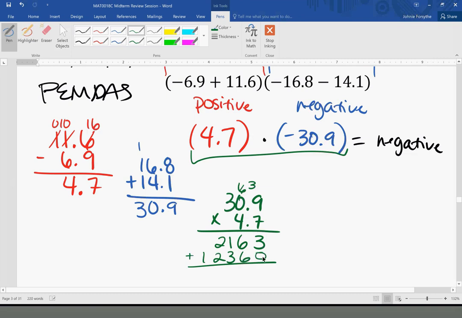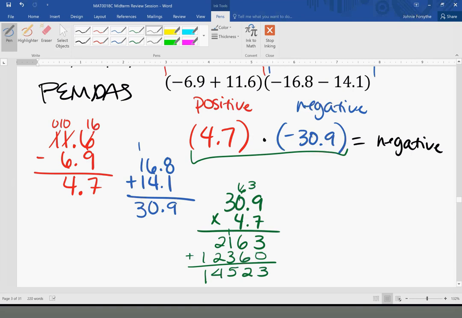So now we're going to add. 3 plus 0 is 3. 6 plus 6 is 12. Carry the 1. 1 plus 1 plus 3 is 5. 2 plus 2 is 4. And then bring down the 1.